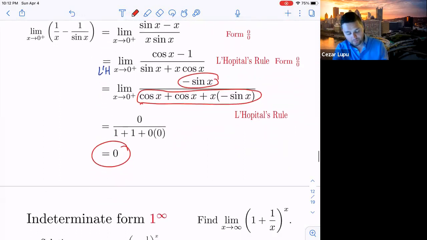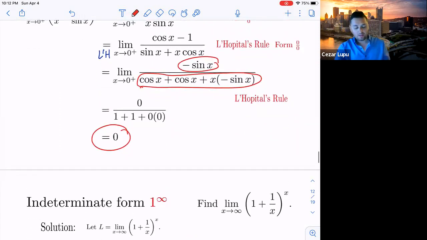Now let's deal with the 1 to the power infinity. So in other words, we need to find this limit. Let's denote it by L, and we have said a few things before about this limit, but now we would like to deal with it properly. So we would like to find L, which is given by the limit as x approaches infinity of 1 plus 1 over x, everything to the power x.